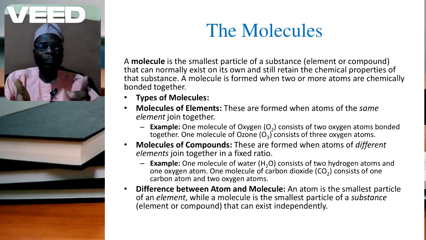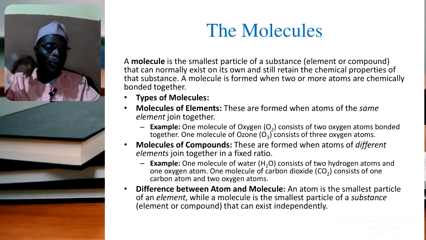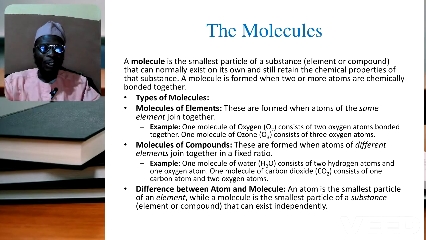Example is hydrogen gas. So H plus H gives H2. So two atoms of hydrogen, I will call it one molecule of hydrogen. So one molecule of hydrogen. Oxygen, O2. So bó ṣe jẹ́ O2 yẹn náà, that is one molecule of oxygen that contains two atoms of oxygen, and so on.